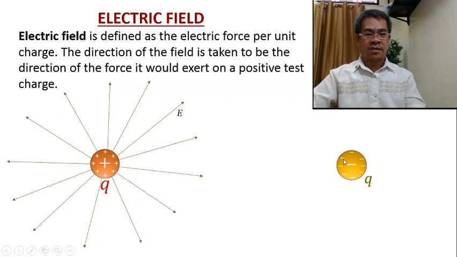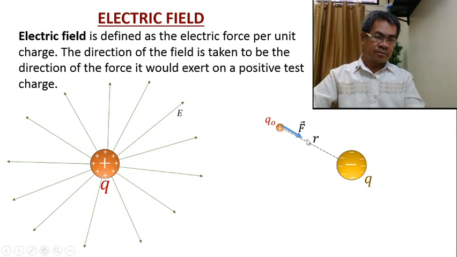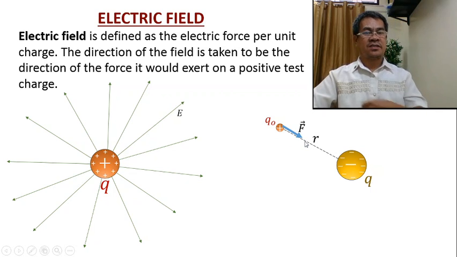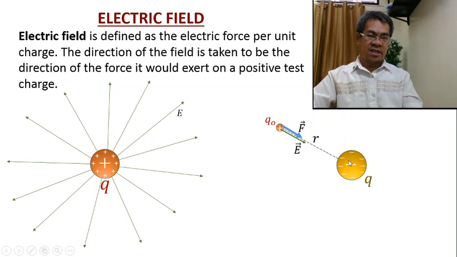So to answer, we have this positive and negative charge. Again, in order to obtain the electric field at that point, we have to bring in a positive test charge. Remember that this is positive and this is negative. So the force must be towards the charge. Now, what is the direction of the electric field at that point? Again, because this is a positive test charge, the electric field will be the same as the direction of the electric force. So therefore, the electric field is towards the negative charge.